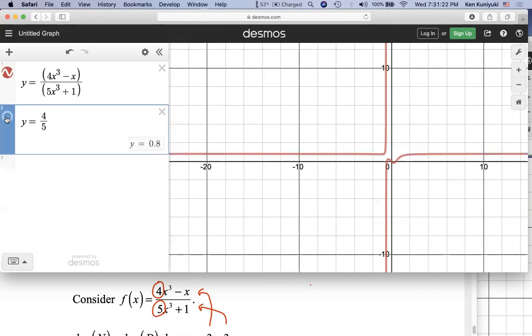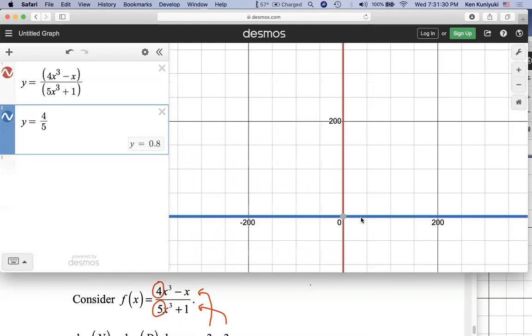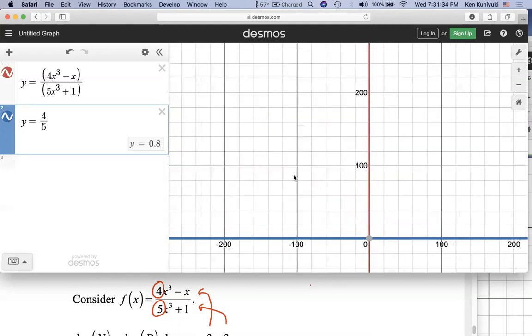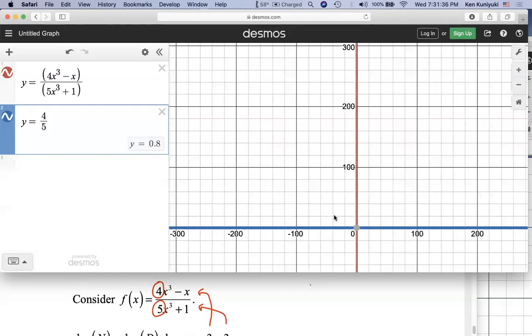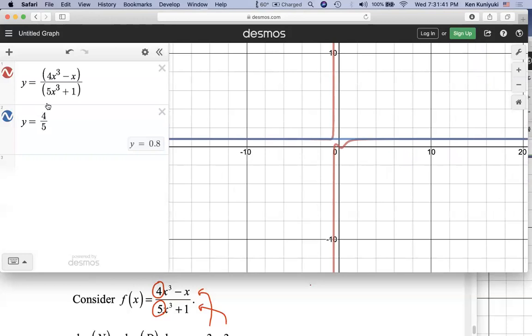I'll flash it. The red graph really approaches the blue graph in the long run. In fact, in the long run, it basically looks like the blue graph. The vertical line here is the VA. So in the long run, this thing looks like a cross. Okay, so if I ask you to plug in x equals 1,000,000, it's going to be pretty much 4/5, give or take a tiny bit.